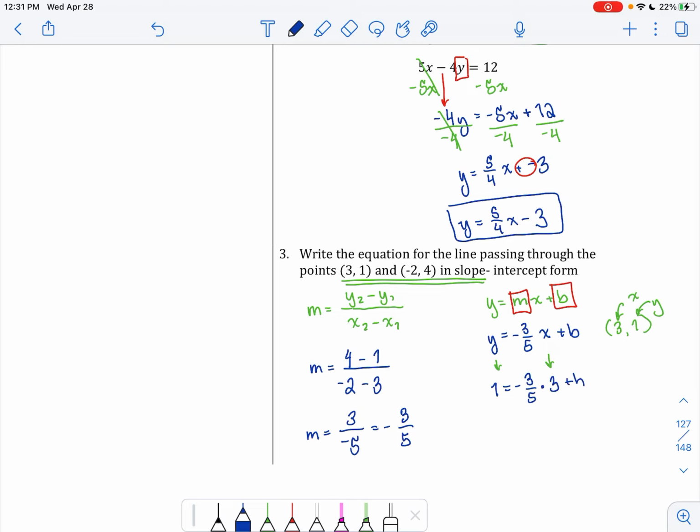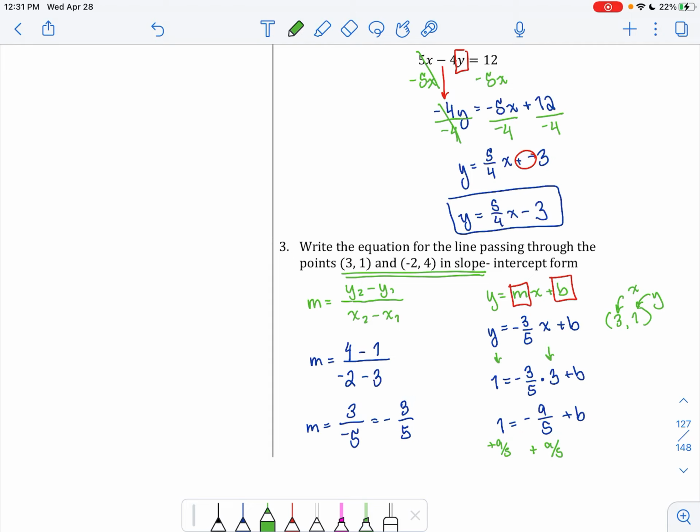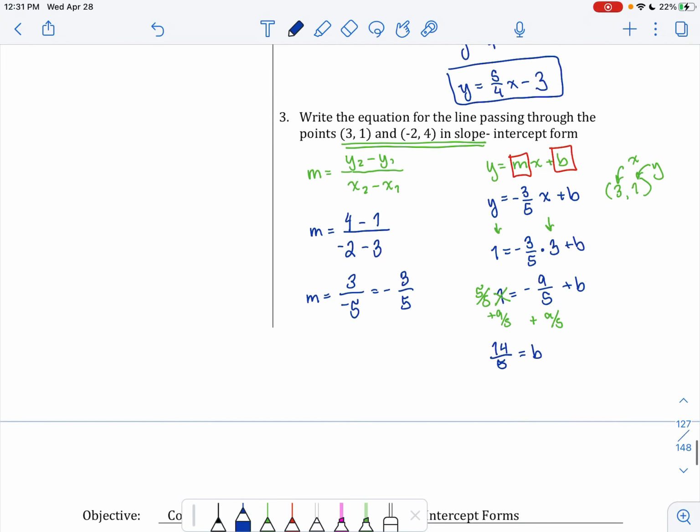1 is equal to negative 9 over 5, multiplying those together. And then I'm going to add 9/5 to both sides. Now, in order to add fractions, I need to have common denominator, so I'm going to say that this is 5 over 5 instead of 1. So that is 14/5 is equal to b. This means that our final answer, y is equal to negative 3/5 x plus 14 over 5.